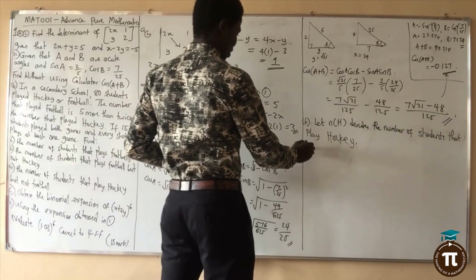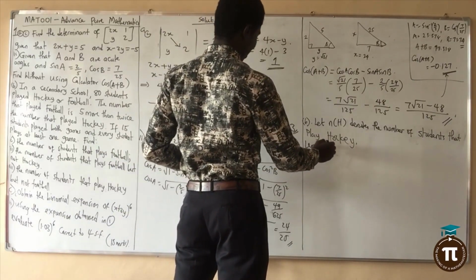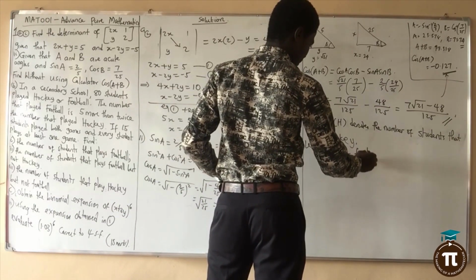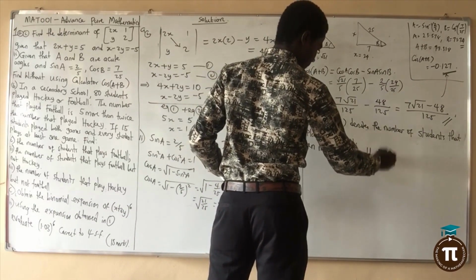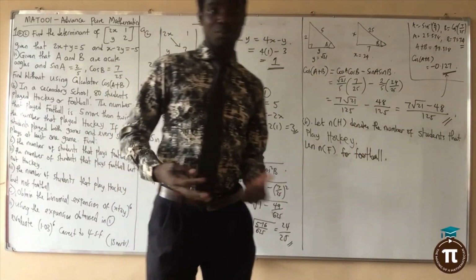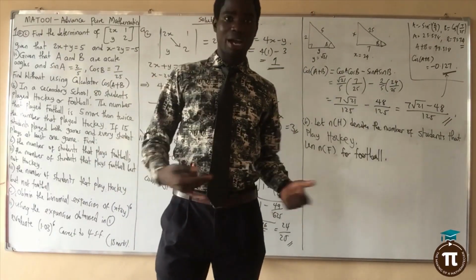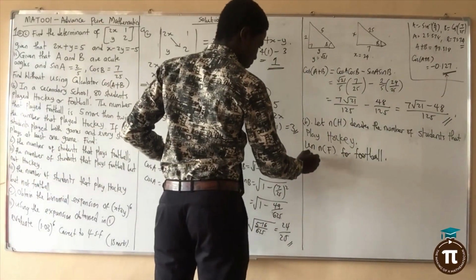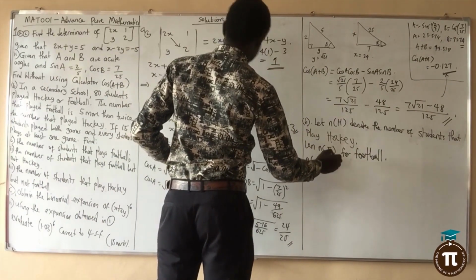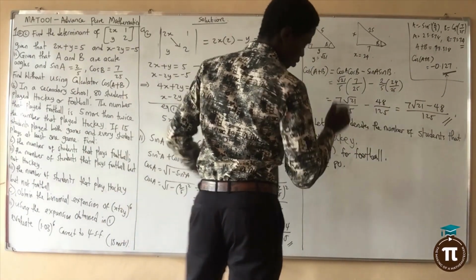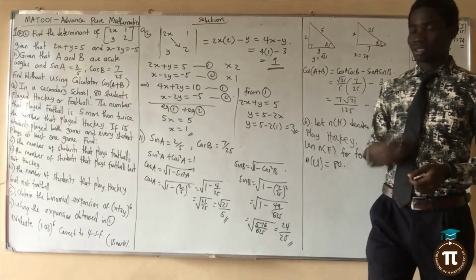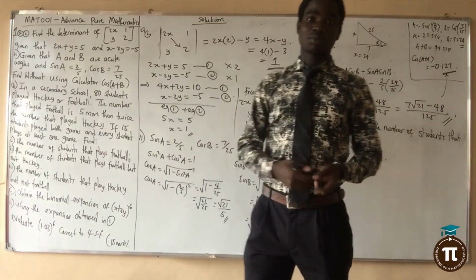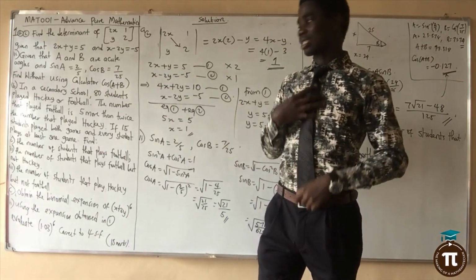The same thing, let n of x rather, for football as well. You understand what I'm saying? So, number of students that play football, I'm just writing it in the short way so that I won't waste time writing them. Now, the universal set n of u is actually equal to 80. We can see it from there, because they say each of the students must play at least one of the games. So that is the universal set.